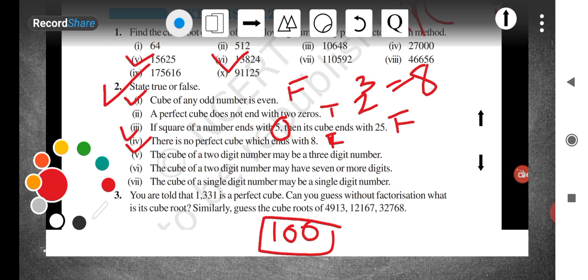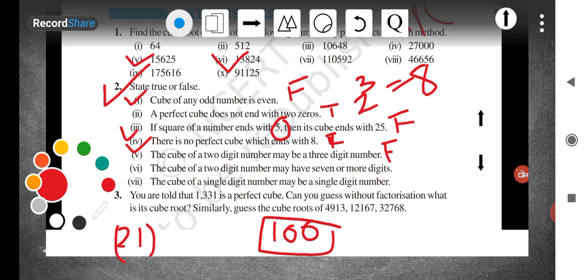Cube of a 2 digit number means, for example, 21. How many digits are there? 2 digits, isn't it? That means it is said the cube of a 2 digit number may be a 3 digit number. So what will this be? False. Okay, the cube of a 2 digit number will not be 3 digit. That will be more than 2 digit.